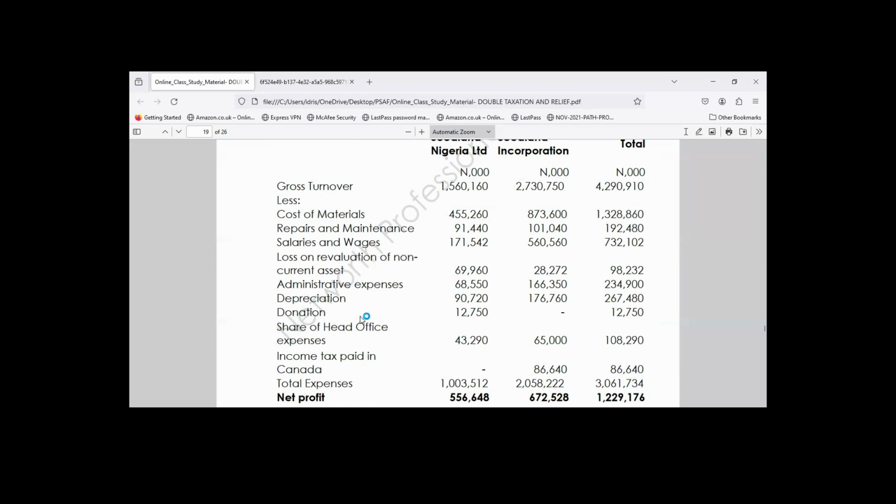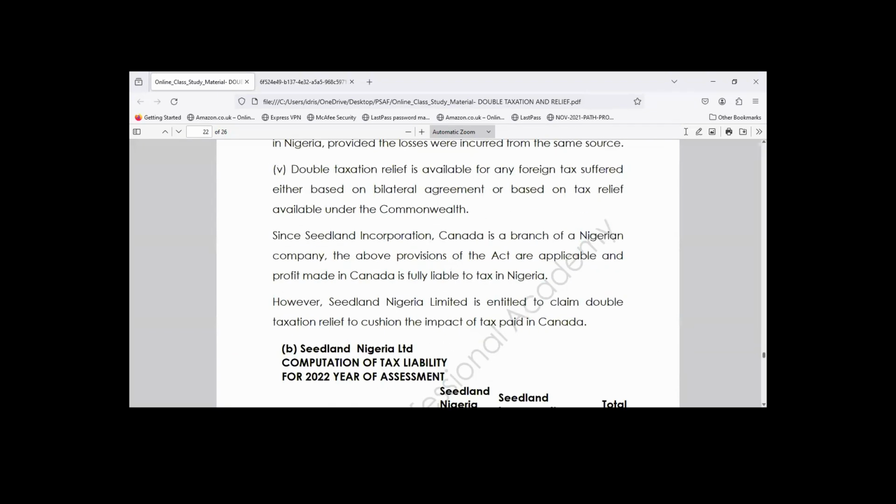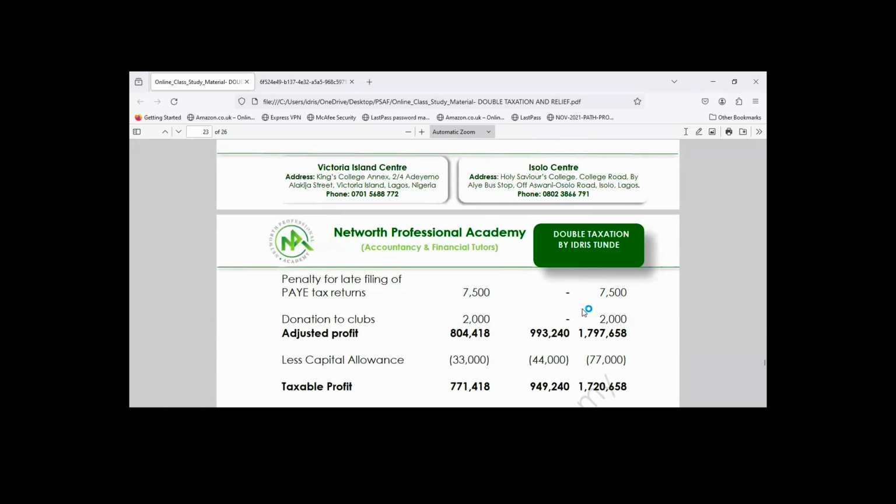Donation. They don't say donation to approved body or unapproved body. They just write donation. They now give us the breakdown of the donation in the notes. Donation is made up of the following: donation to club and donation to COVID-19 victim fund. Out of the two, which one is allowed? Donation to COVID-19 victim fund is allowed. Donation to club is not allowed. We add it back to the profits. So we add the donation to club back. You can see I added it back.